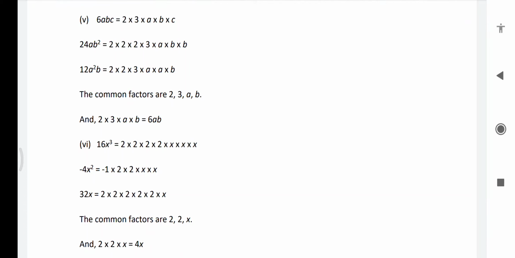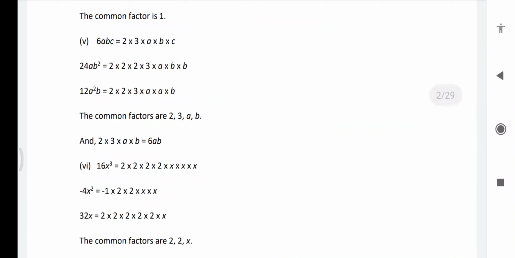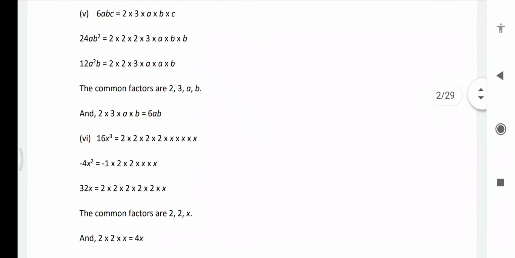Now underline the common factors in all 3. 2, 2 and 2, that is 2. 3, 3 and 3, that is 3. A and A, that is A. B and B, that is B. So the answer we can write 2 multiply 3 multiply A multiply B, that is 2 3 is 6 AB.